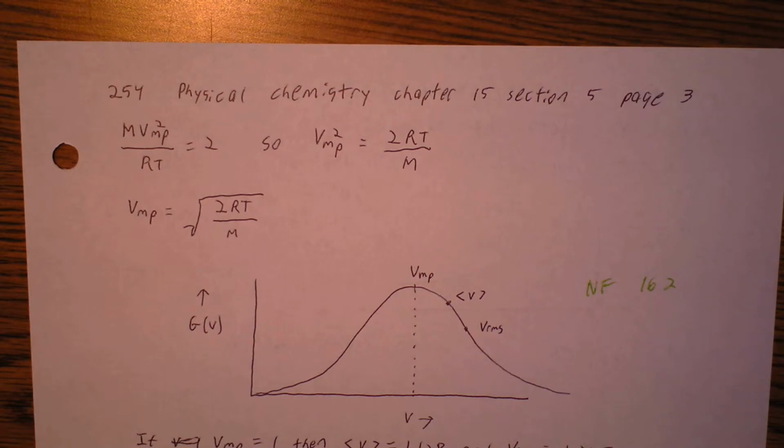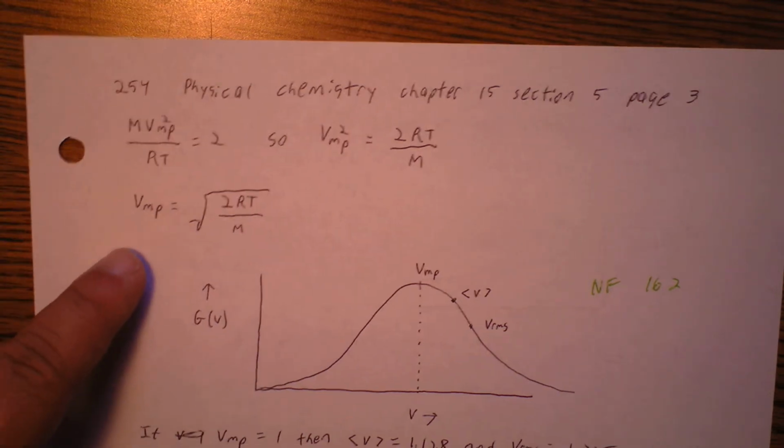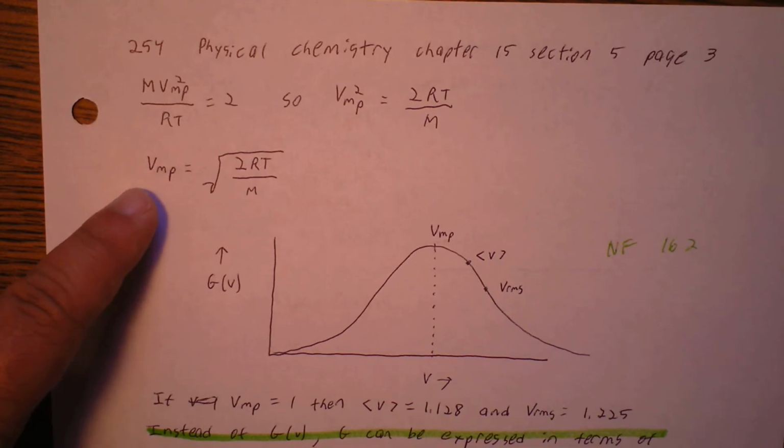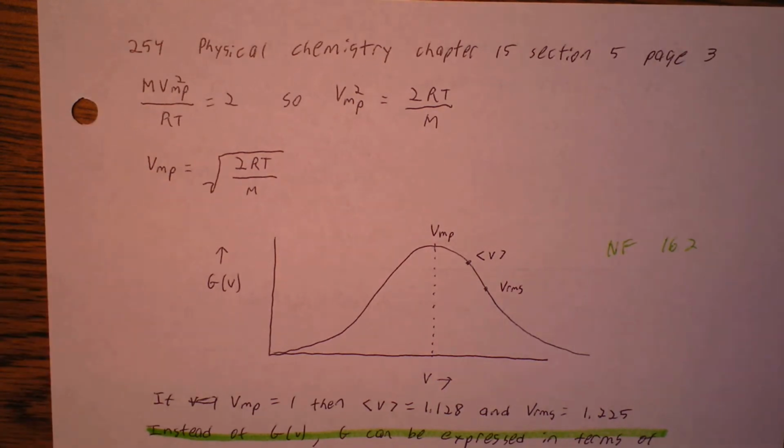So now we have the molar mass times the most probable speed squared over R times T is equal to 2. So solve for the most probable speed squared, and we get 2RT over m. So the most probable speed is just equal to the square root of 2 times the gas constant R times the absolute temperature divided by the molar mass, square root of all that.